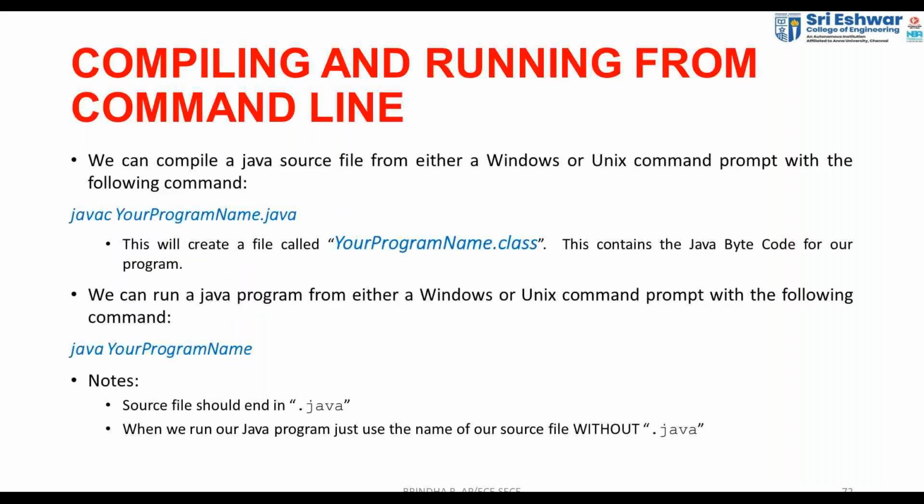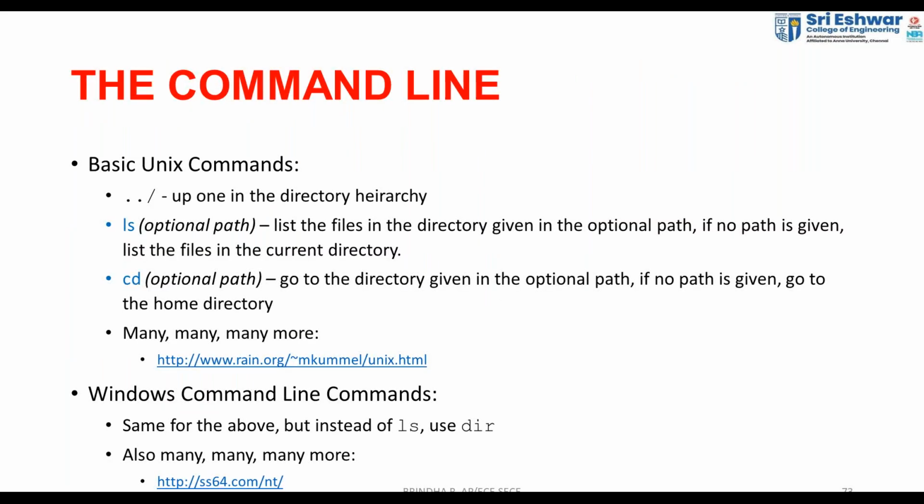Okay, and compiling and running from the command line. We have just done that, right? So javac with your program name .java for compilation, and java with your program name for the execution. Okay? And ls lists how many directories are there in that path, and cd is used to navigate. So this is also there.